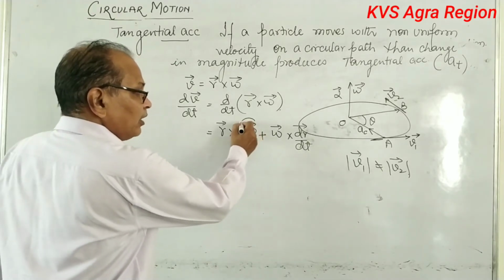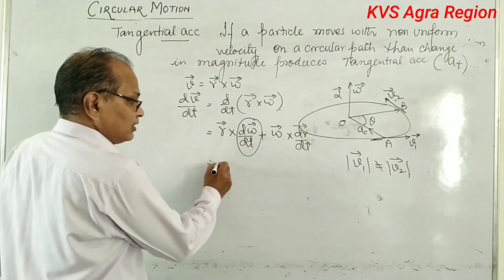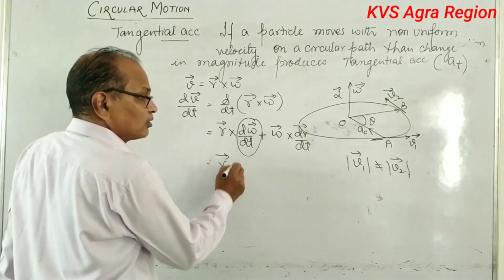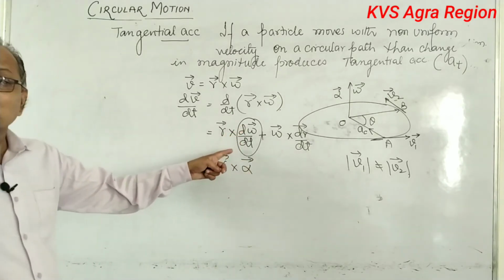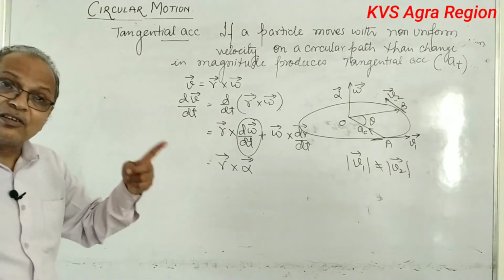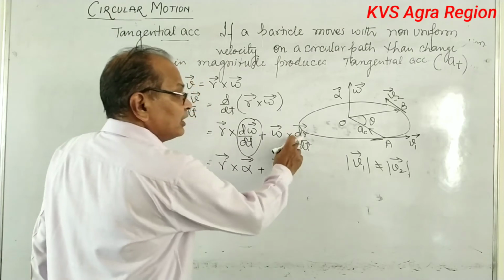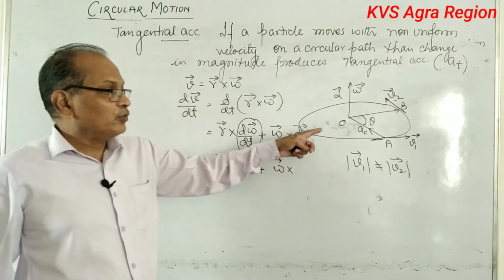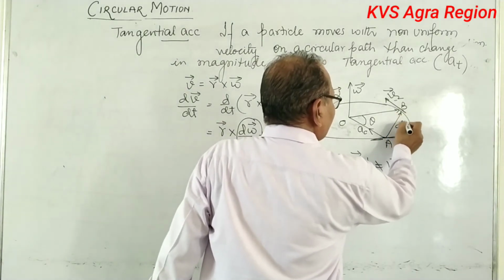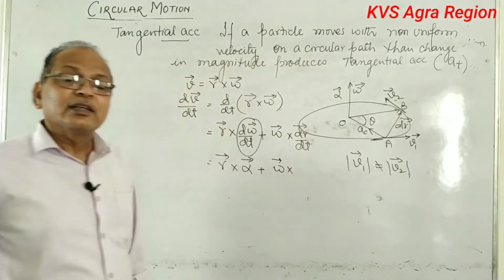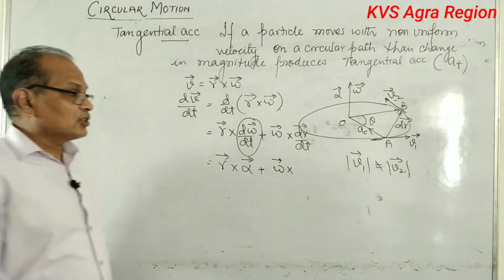Now d omega upon dt, rate of change in angular velocity with respect to the time, it is written as what? Alpha. Angular velocity with respect to time, it is alpha, angular acceleration, plus omega cross dr, the rate of change of distance. dr is, students, like this, it is dr vector. Rate of change of net distance with respect to the time, it is v vector.